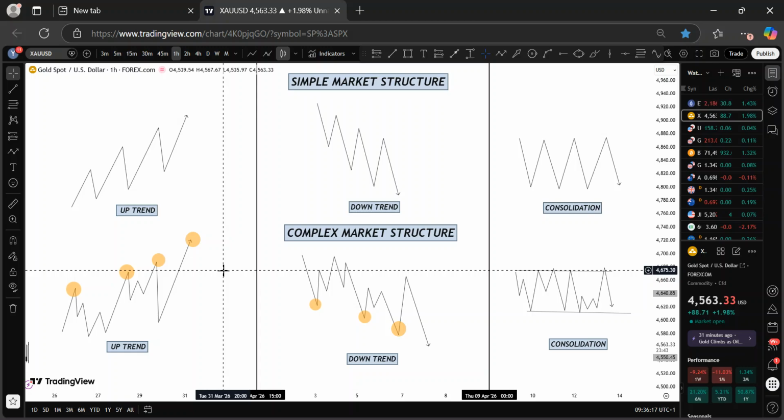We have simple market structure, we have complex market structure. In all of them, we find uptrends, downtrends, consolidation, and the rest. Because I don't want to make this video long, when I will be introducing the new topic on support and resistance in my next video, I'm going to go ahead and show you real chart examples of simple market structures and complex market structures.